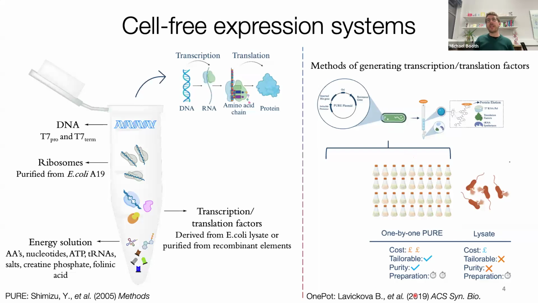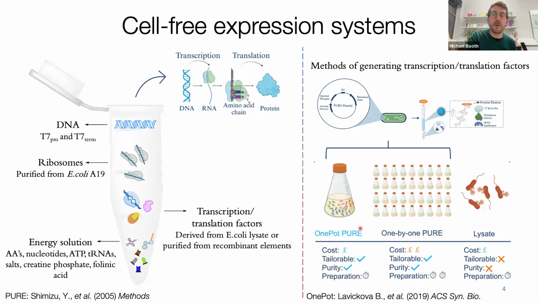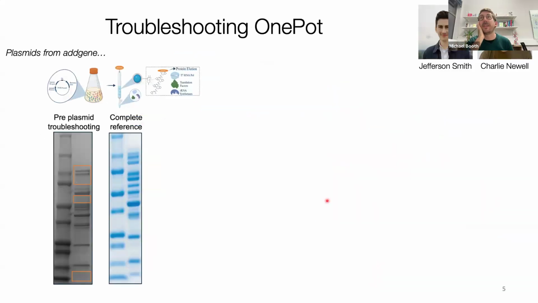And so one thing that I was super excited about when it came out in 2019, from Sebastian Merkel's lab, is OnePOT, right? Which is growing all these plasmids for the translation and transcription factors all in one pot, and then just doing a quick purification, right? So the cost is much lower, but it still keeps the tailorability and purity, and the preparation time's less. So I really wanted to try it in the lab, right? So this is something that Jeff started in my lab, and then Charlie's taken it up.